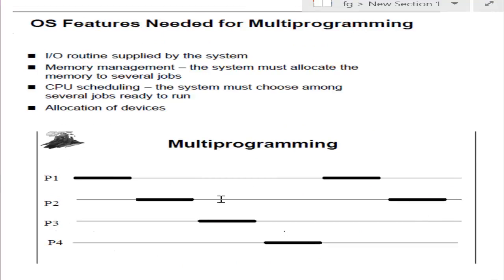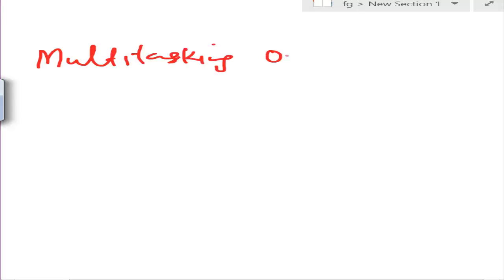Now this is technically called multitasking. So what is the difference between multitasking and multiprogramming? We've got the multitasking operating system.